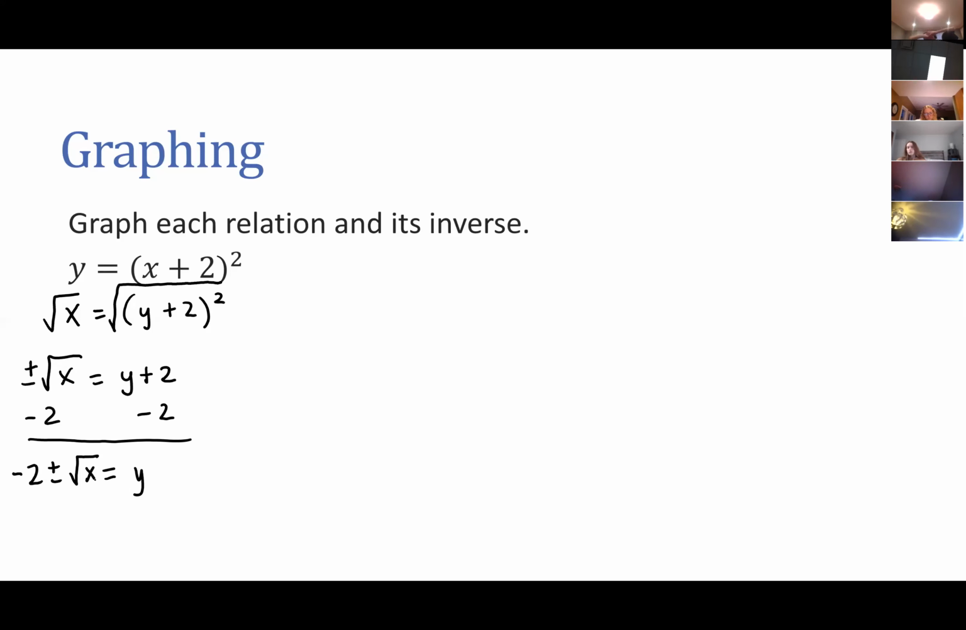All right, so I switched my x and y, and then I had to square root both sides to get rid of the square. And since I put that square root in, I had to do a plus or minus. Then I subtracted 2 from both sides, and I just put the -2 in front. So what we want to graph is y equals (x plus 2) squared, and y equals -2 plus or minus the square root of x.